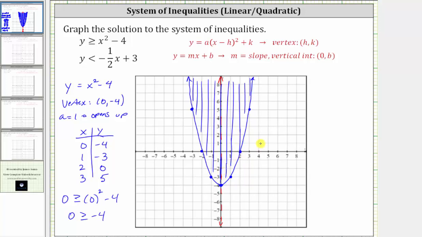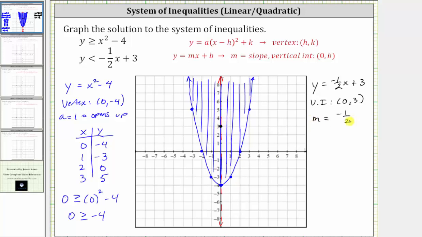And now we need to graph the solution to y is less than negative 1/2 x plus 3. We begin by graphing the corresponding line y equals negative 1/2 x plus 3. Because b is equal to positive 3, the vertical intercept is (0, 3). And because m is equal to negative 1/2, the slope is negative 1 over positive 2. So let's first plot the vertical intercept, (0, 3), which is here.